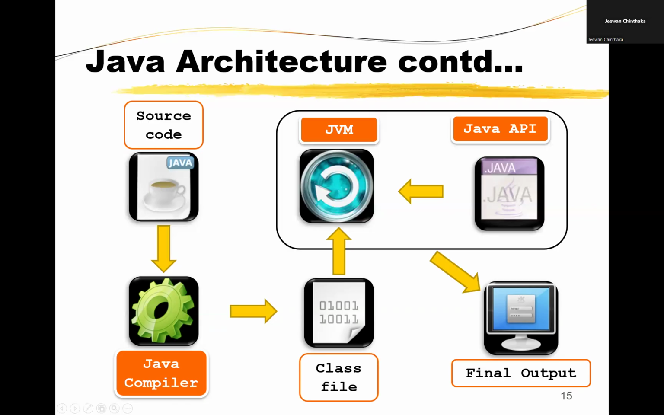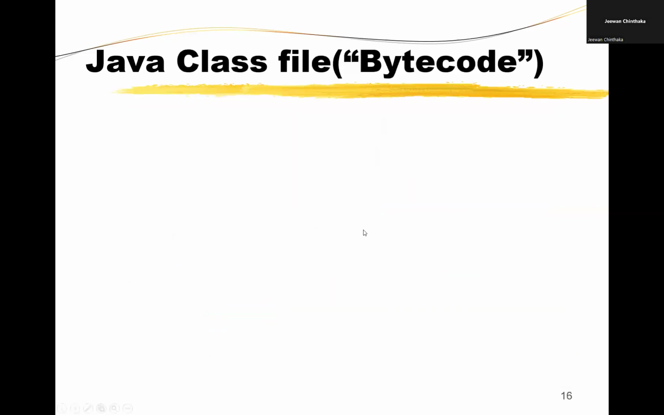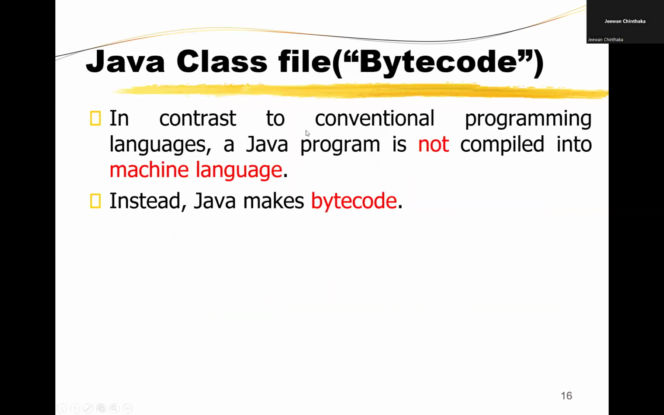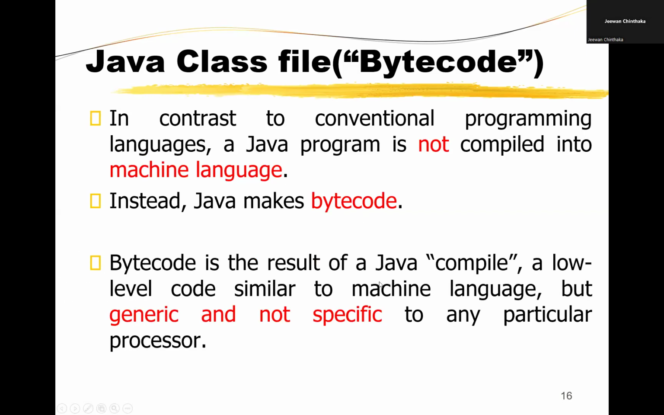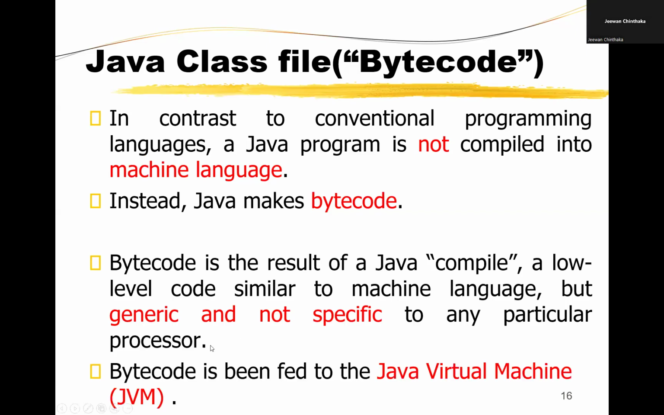If we go through it quickly, the Java class file we call bytecode. Compared to conventional programming languages, Java is not compiled to machine language. Therefore, Java makes bytecode. The bytecode is the result of the Java compiler, which is a low-level code similar to machine language, which is generic but not specific to any particular processor. And the bytecode is fed into the Java Virtual Machine.